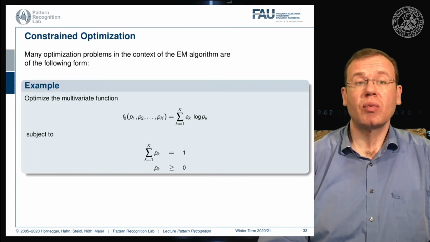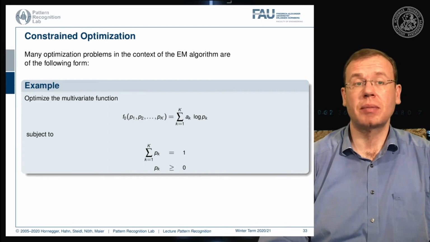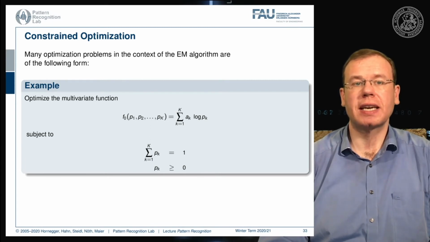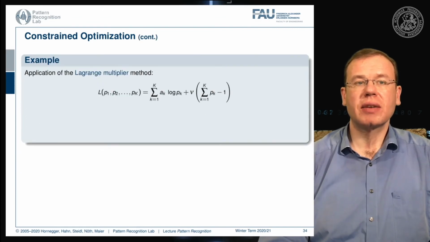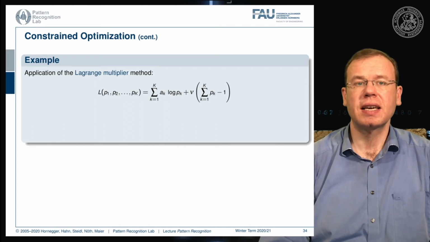Now, what we can also do is use constraint optimization in the context of the EM algorithm, and this then takes the following form. You start with a multivariate function that is given as some probabilities p1 to pk, and then you can determine this function as a linear combination using mixture weights ak of the logarithms of the pk. Now generally the pk have to sum up to 1, and furthermore the individual pk have to be greater or equal to 0. If we do that, then we can use the Lagrange multiplier method, and we can put the constraints into our optimization function. This means we have the linear combination using the ak of the logarithms of the pk, and then we introduce nu as a Lagrange multiplier, and we require that the sum over the pk equals 1.